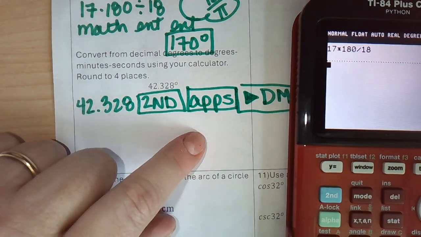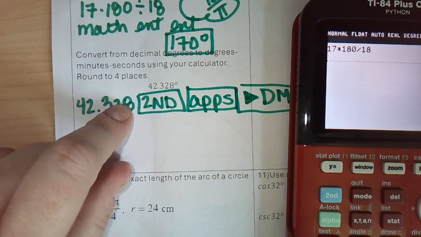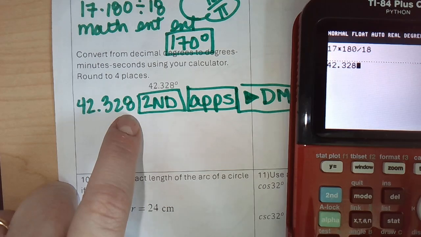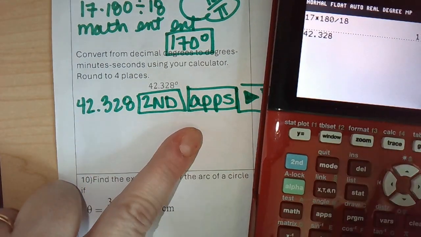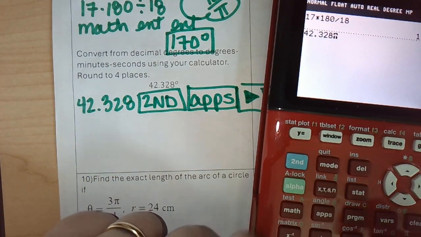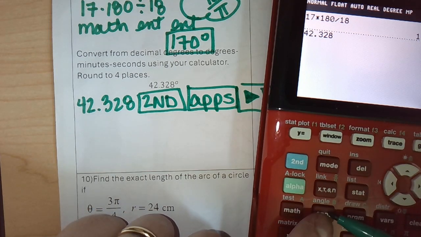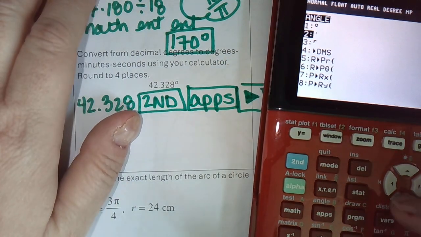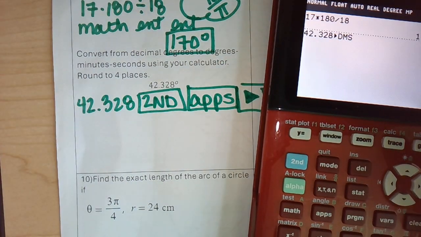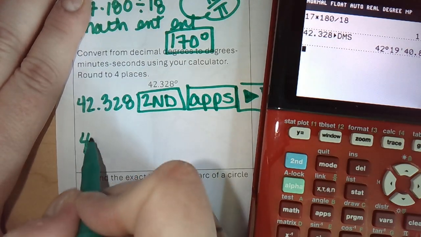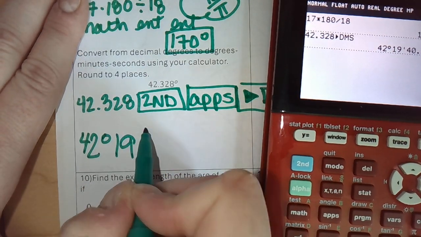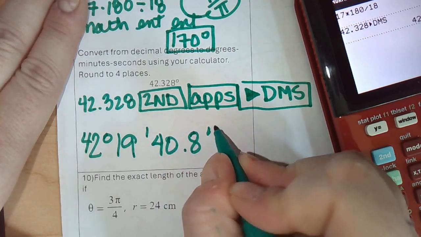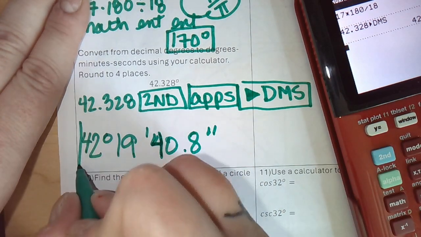And Angelina told us that we don't have to put the little circle in the air when we type it. So let's go. 42.338, second. Apps is underneath the X theta button. It's right here. Apps. Okay, then we're going to go down to number 4, or just press 4 and enter. And we have 42 degrees, 19 tick mark. That means minutes. And 40.8 double tick mark. That means seconds.